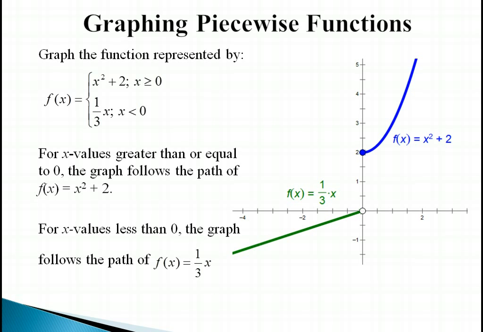Now with the 1/3 x, we're not including 0 as our endpoint, but we want to include all the possible x values up to 0. So, as close to 0 as we can get. So we're just going to put an open circle at 0 to show that endpoint there. And on the x squared plus 2 graph, we do have an endpoint at 0, 2.